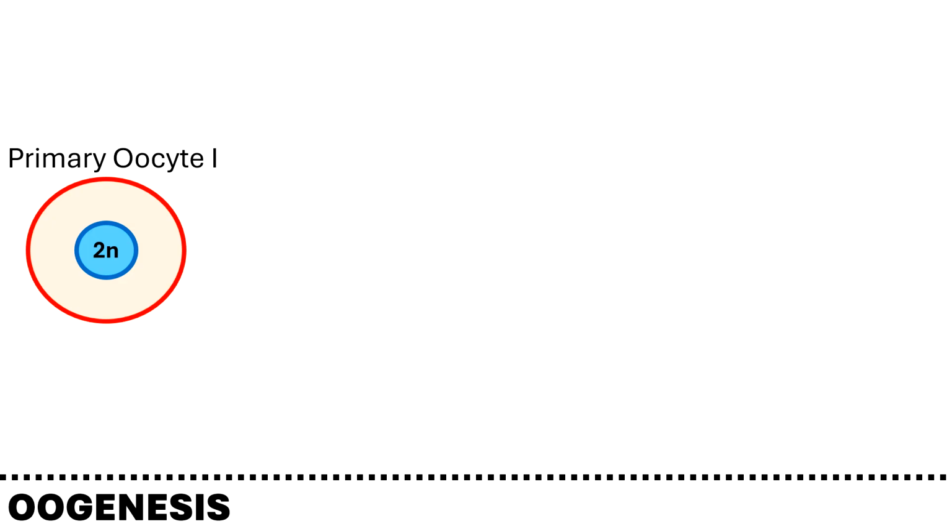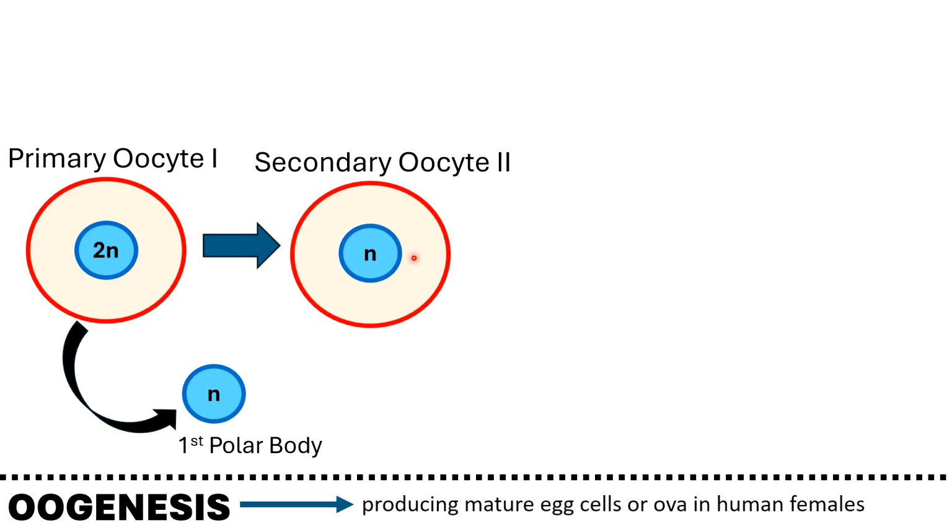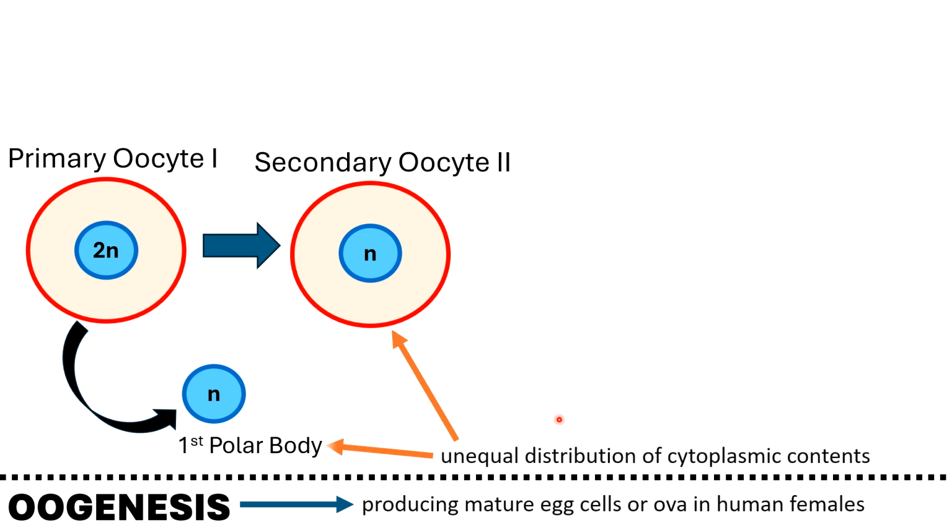Oogenesis is the process of producing mature egg cells or ova in human females. This involves the primary oocyte, or oocyte 1, which splits into the first polar body and the secondary oocyte, or oocyte 2. Okay? And note down that both of these have an unequal distribution of cytoplasmic contents. It's unfair. Why? Because the secondary oocyte has all the cytoplasmic content, while the first polar body has basically none.